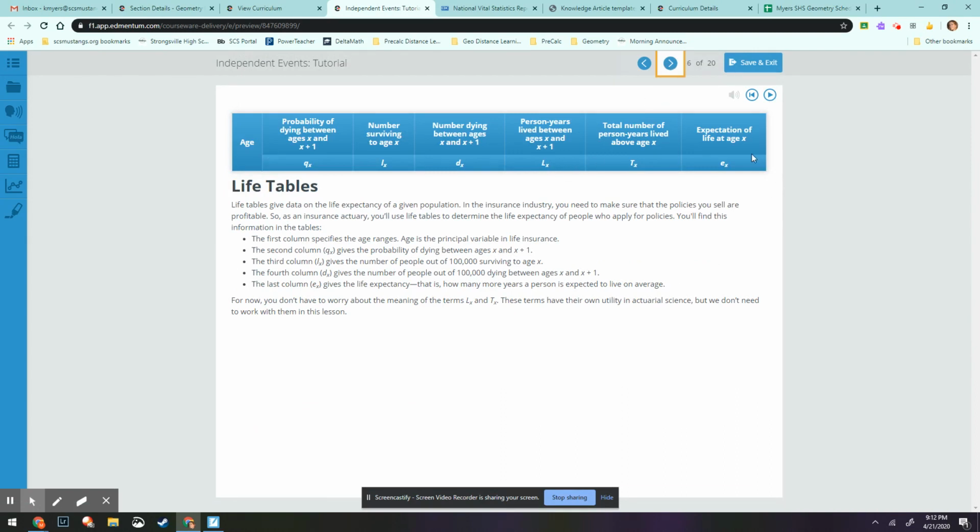And this here explains the headings of the table. The first column gives you the age ranges. The second one, Q sub X, gives the probability of dying between the ages. And I kind of said what all of these were here. These two rows right here, person years, we don't need that for today. They do have a use in actuarial science, but we're not quite there yet. So you're never going to use the columns that say person years.